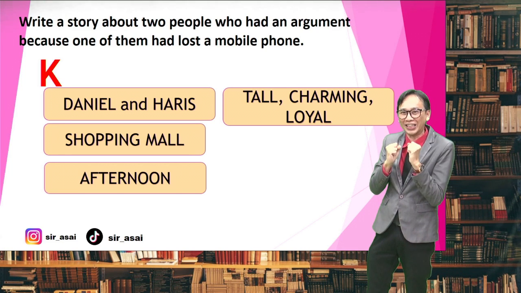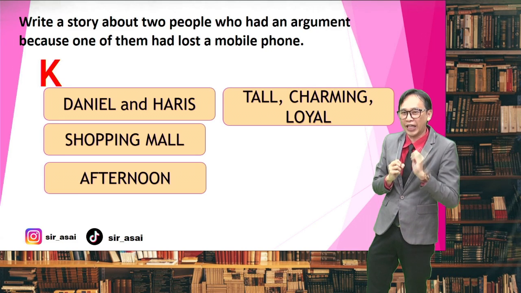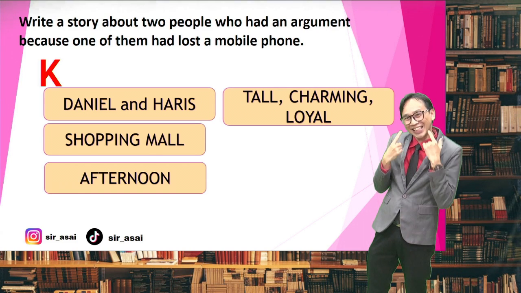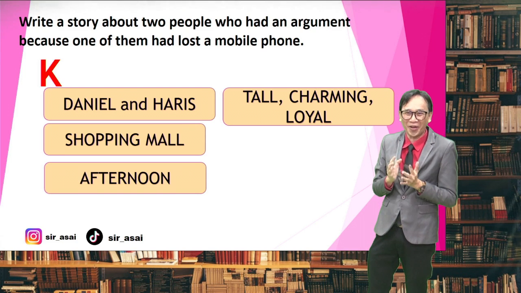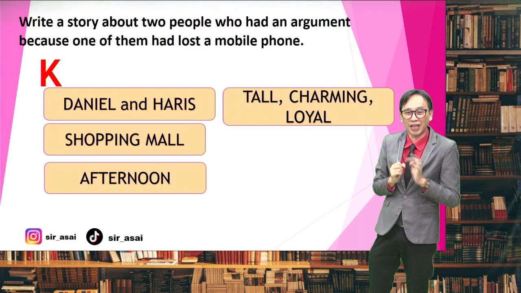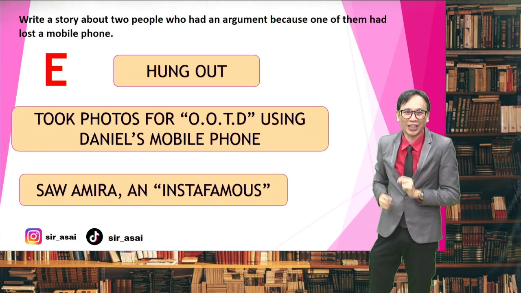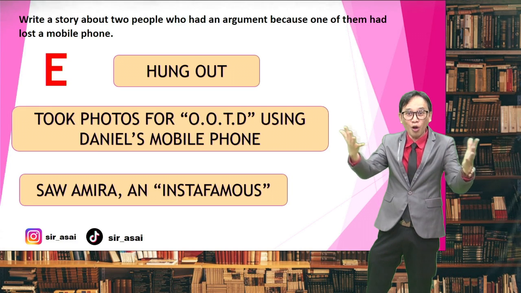Who are the characters? Here I have Daniel and Harris. Now I'm going to describe to you briefly about these two characters. Daniel is tall and charming, and we have Harris, who is sweet like me again, and loyal. So the location is at a shopping mall and the time is in the afternoon. So this is an example of how you can use the K, know the characters.